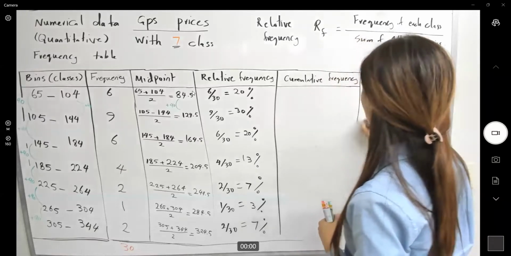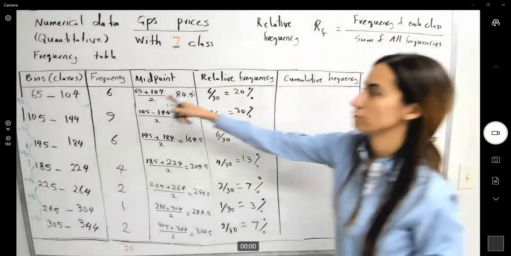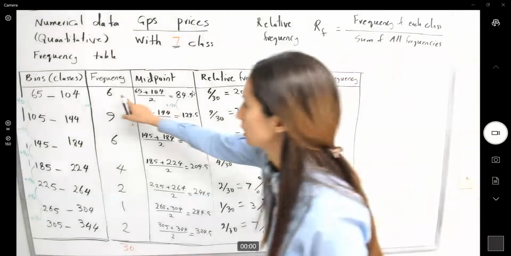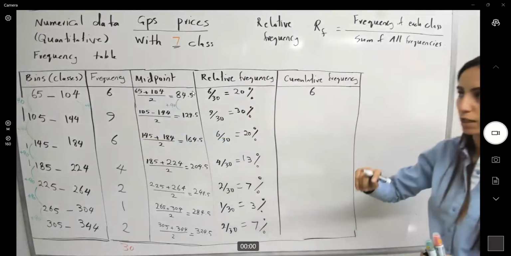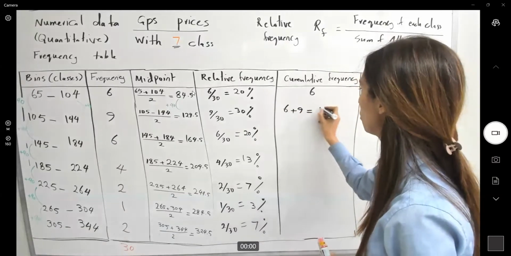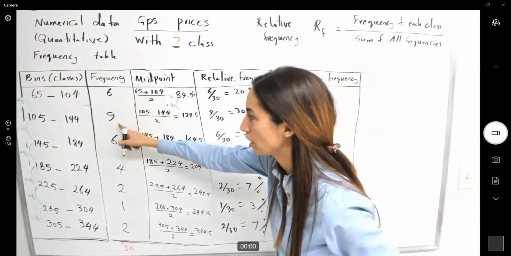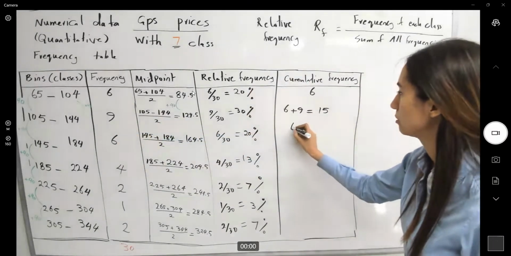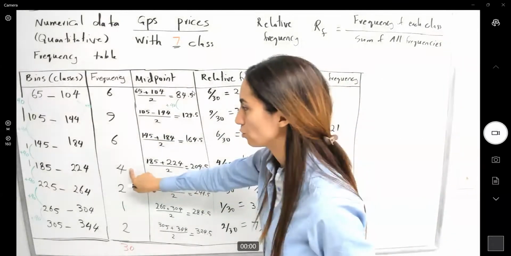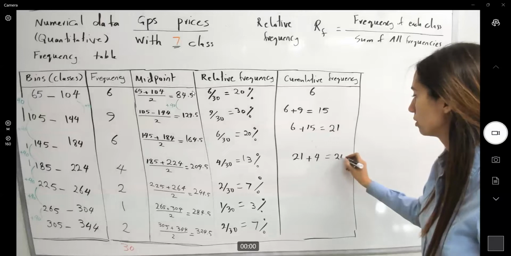Okay, very good. The cumulative frequency for the first class is just 6. You're going to copy it down. Then the cumulative frequency for the second class is the sum of 6 and 9, 6 plus 9 or 15. The cumulative frequency for the third class is 6 plus 9 plus 6, or 15 plus 6, 21. The cumulative frequency for the fourth class is 21 plus 4 or 25.